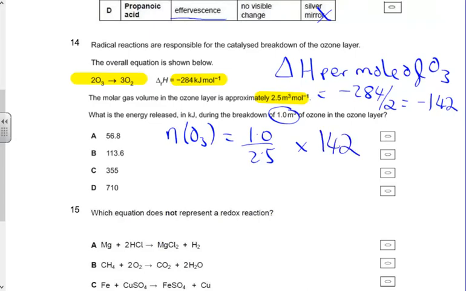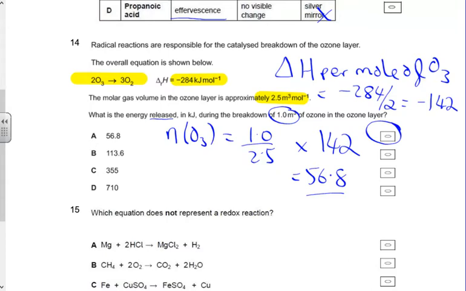I can leave it as plus 142 because they have mentioned that it's the energy released. So I'm taking away the negative sign. Released means that it is exothermic. 1 divided by 2.5 multiplied by 142 gives me 56.8 kilojoules of energy released. And your answer there is A.